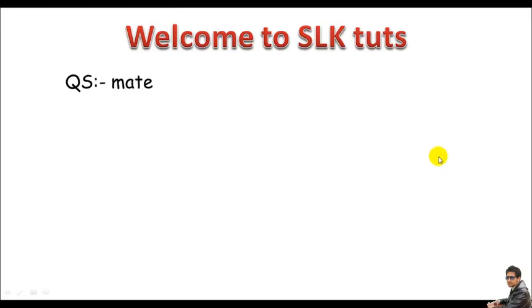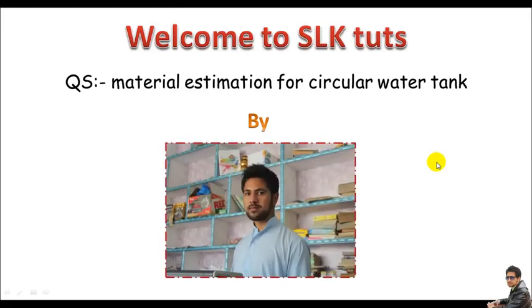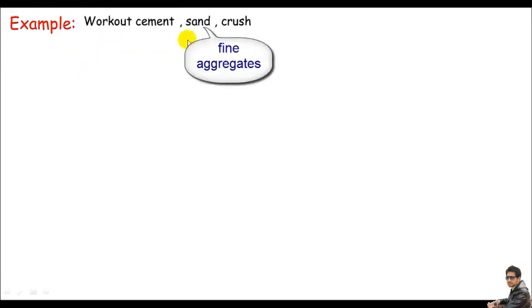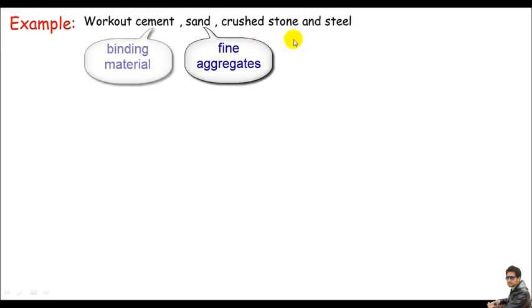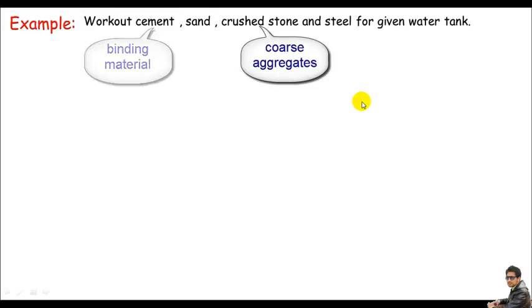Here in this section, we'll learn the material estimation for a circular water tank. A few friends asked for it, which is why I'm doing this guide today. Alright, let's start the calculation. Of course, I'll do an example. In this example, we are asked to work out cement, sand, crushed stone, and of course the steel for this given water tank.